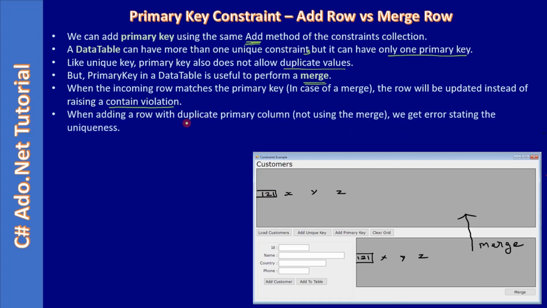When adding a row with a duplicate primary key, not using merge, we get an error stating the uniqueness. That's the difference we have to understand. When you are adding a new row, if you provide a duplicate in the primary key column, then you will get an error. But if you are performing the merge, then the matching row will be updated.